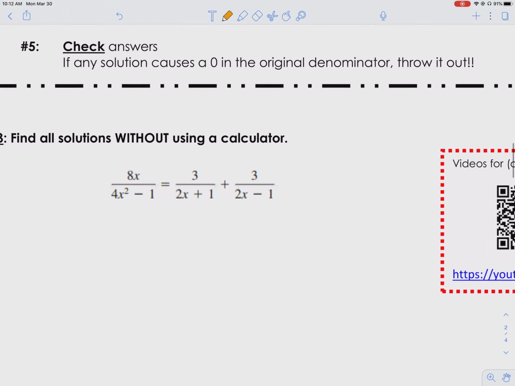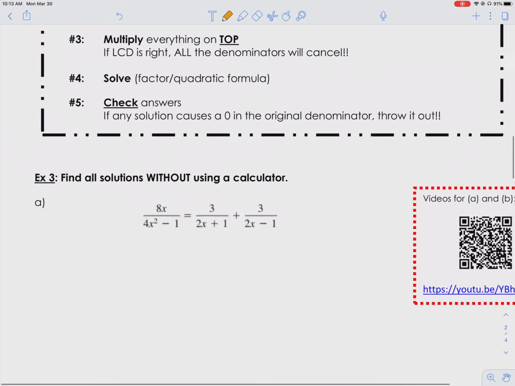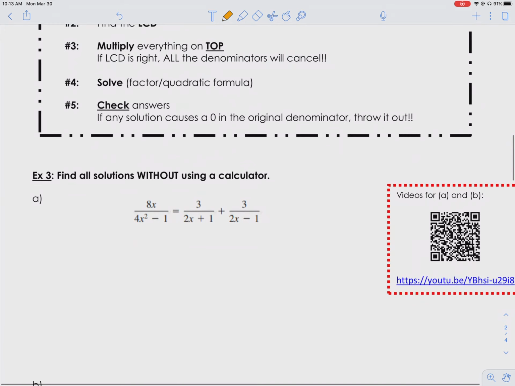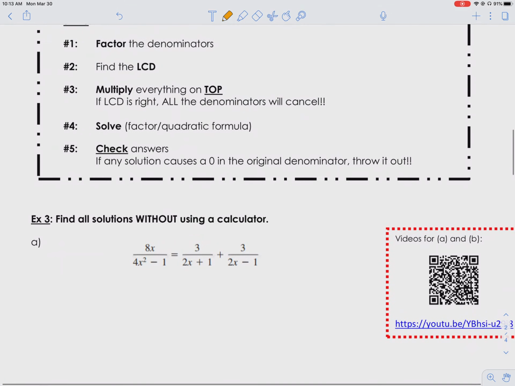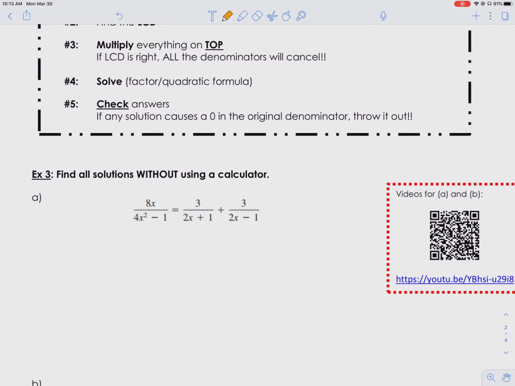I've got fractions, and fractions in my book are not my friends. So I need to get rid of the fractions on the bottom. So you're going to do that by multiplying both sides by the common denominator, least common denominator. To find that, I'm going to factor those bottoms. So this is going to be 2x plus 1 and 2x minus 1 if I factored it. These guys are already factored.